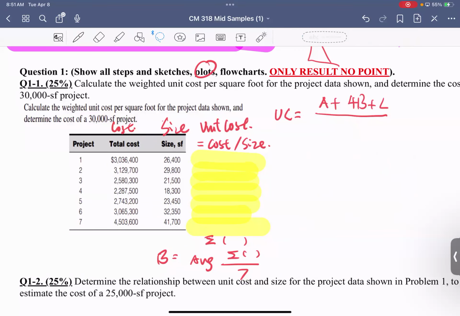Okay, so we can do the sample calculation for this one. The first one will be 30,400 divided by 400. So you get 115.02. The second one you have 3,129,700 divided by 29,800. You get 105.02.